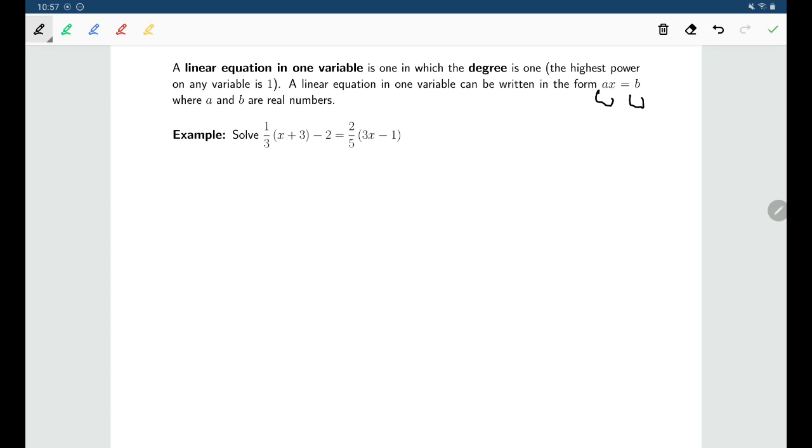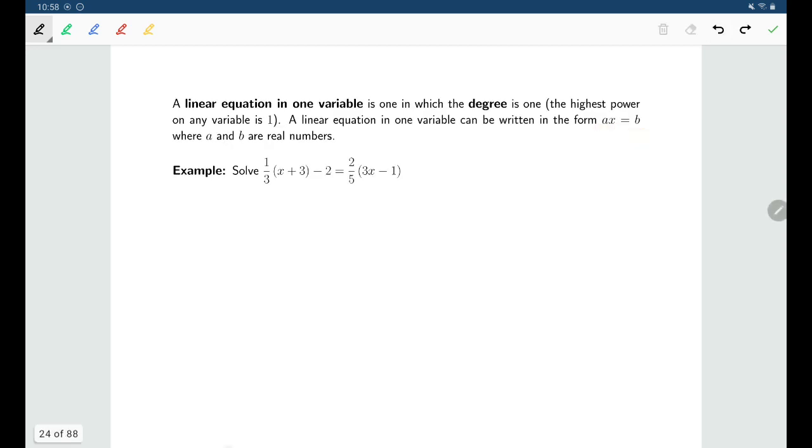There wouldn't be any x squareds because that would make it not linear. There wouldn't be other variables because that would make it not have only one variable. And so let's get into solving. I'm going to start with multiplying my bracket out on the left-hand side.